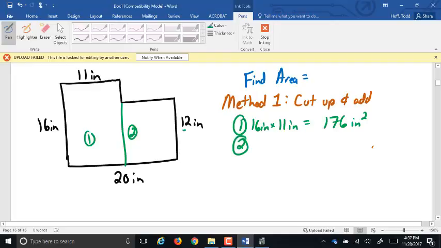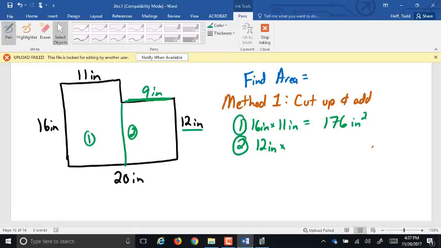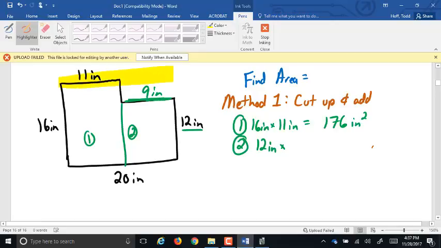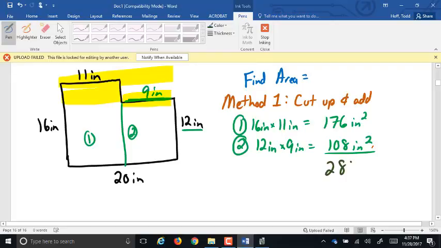Rectangle 2 is 12 inches by, I need to find this dimension up here. What's it going to be? 9, very good. If the whole thing across here is 20 inches and this piece is 11, this leftover piece has to be 9. So that'll be 12 inches times 9 inches, which is 108 inches squared. So that adds up to make 284 inches squared for area.